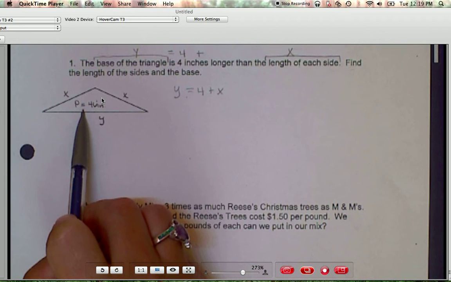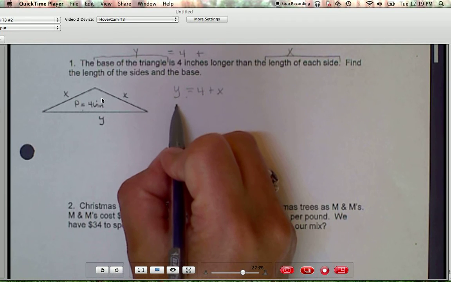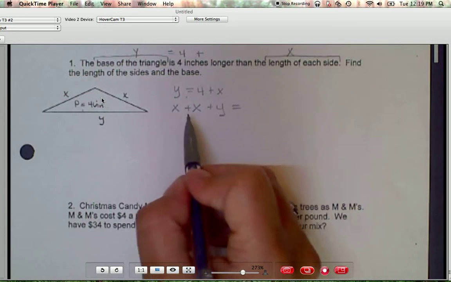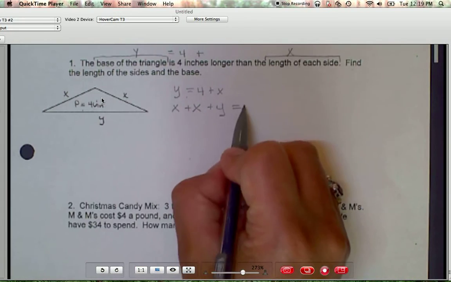How can we find the perimeter? What expression can we write for the perimeter of this triangle? Think about the outside of a triangular yard. You want to put a fence around the outside. That's perimeter. Okay, so we would simply add x plus x plus y, and that will give us our total perimeter. If we add all the sides up, that will give our perimeter, which is 46.